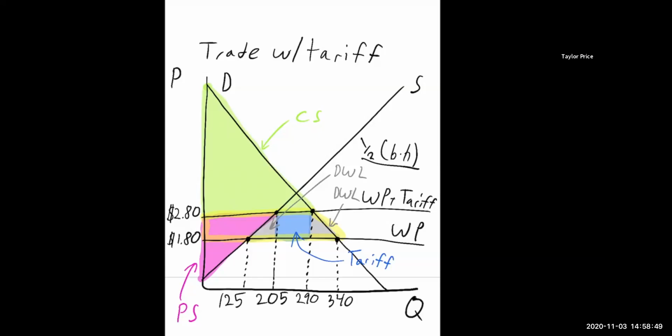We also note that there are these two deadweight loss triangles, as well as this piece right here, which is the government's tariff revenue. And remember, to compute the deadweight loss triangles, we're going to use the 1/2 base times height formula.